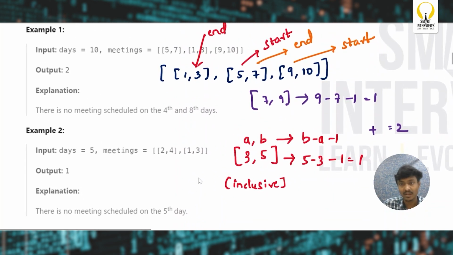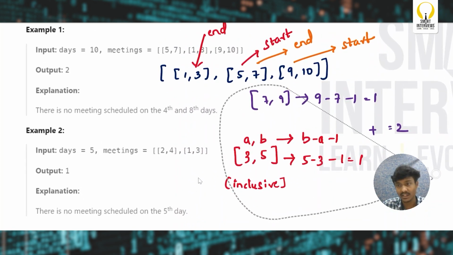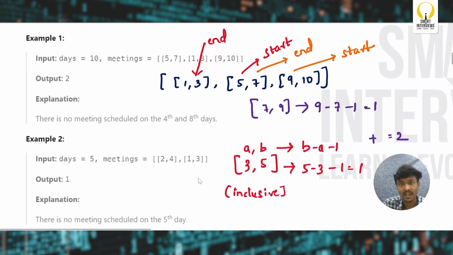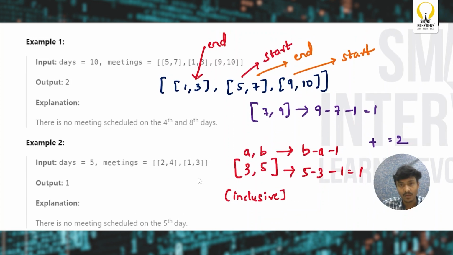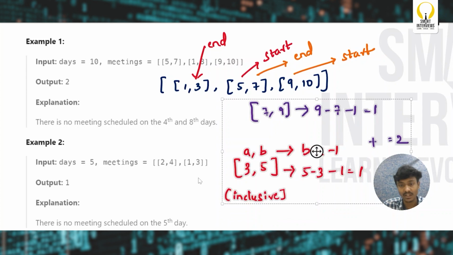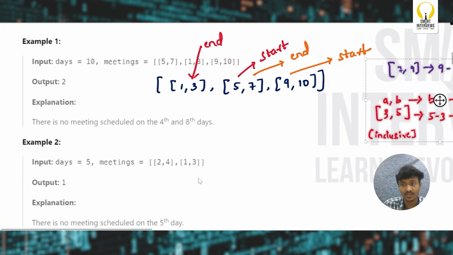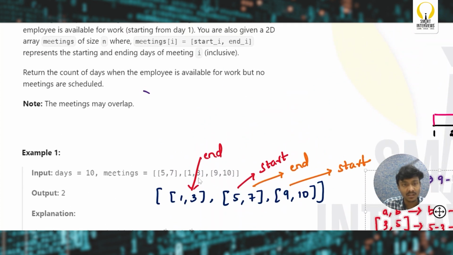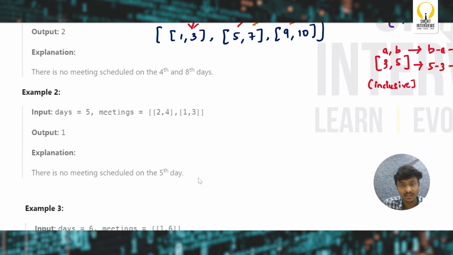But is this logic handling all the cases? So what am I doing here actually? For the current meeting, I'm trying to get the end time of the previous meeting and I'm trying to get the values between the range, right? But will this work for all the cases? Let's check. They have mentioned that meetings may overlap, right? So if you see, this example is a case of overlapping.